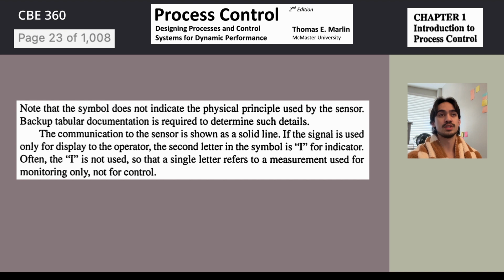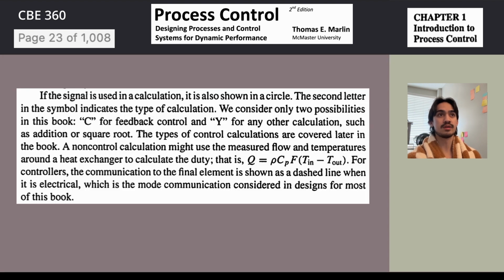The communication to the sensor is shown as a solid line. If the signal is used only for display to the operator, the second letter in the symbol is I for indicator. Often the I is not used, so that a single letter refers to a measurement used for monitoring only, not for control. If the signal is used in a calculation, it is also shown in a circle. The second letter in this symbol indicates the type of calculation. We consider only two possibilities. In this book, C for feedback control and Y for any other calculation, such as addition or square root. The types of control calculations are covered later in the book.